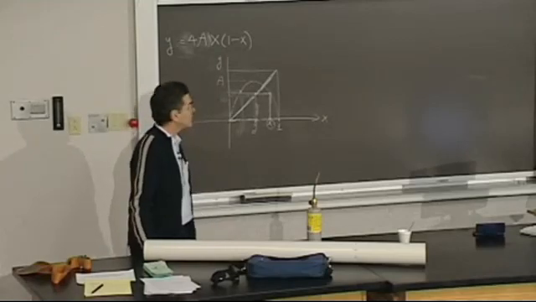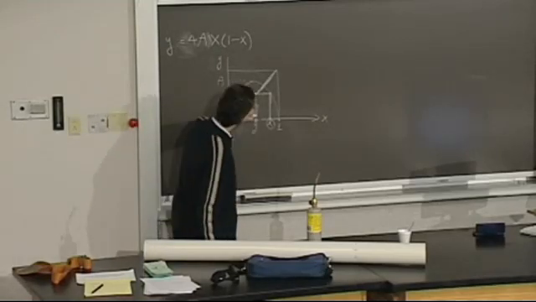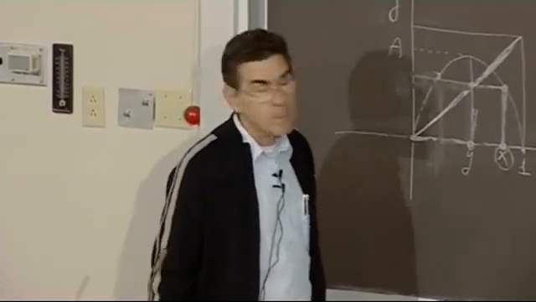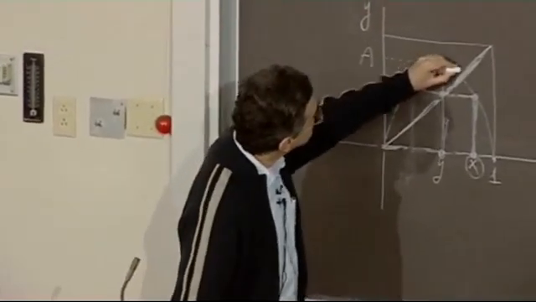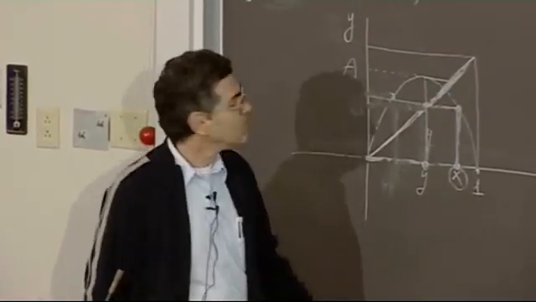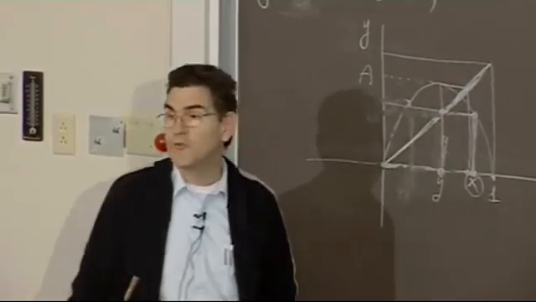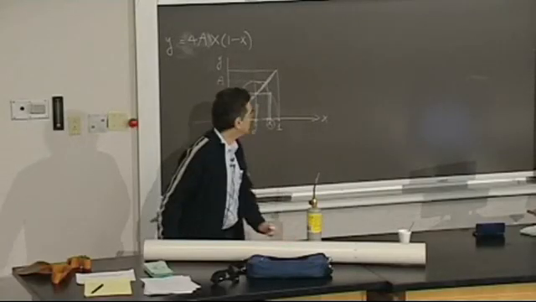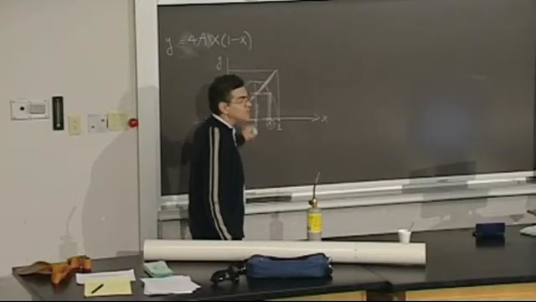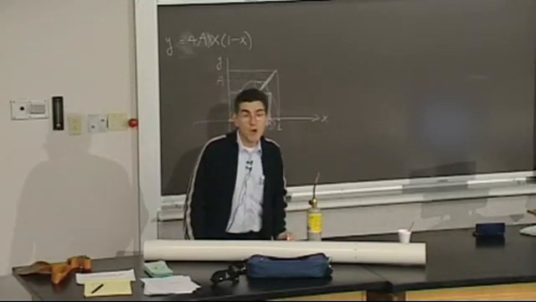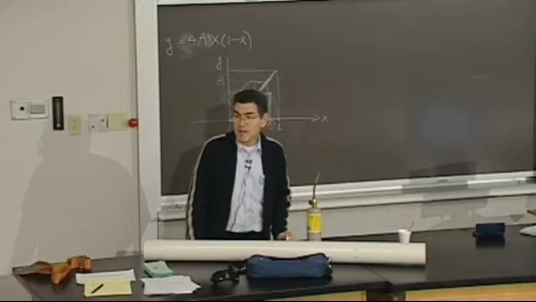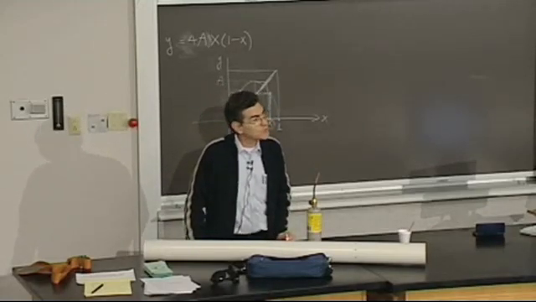Now I can repeat the process. Okay? I can go all the way up to the curve, across to the diagonal line, down to the axis, and this is my new value of y. So I go up, across, and down. That's my new value of y. And just by drawing pictures, I can iterate this equation over and over and over. Okay, did you follow that?